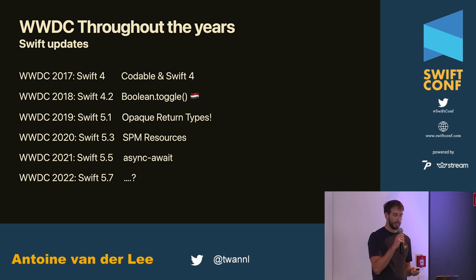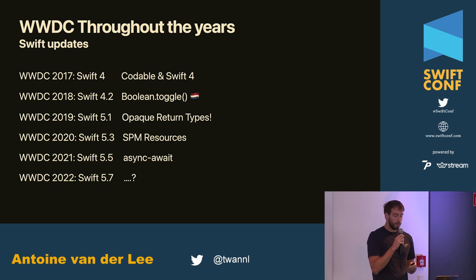But if I look back, these are the highlights for me from the past few years. So you had Codable and Swift 4. Codable was, you know, like you could definitely remove at least one dependency from your projects, which was super nice. Boolean on top of that, there's a Dutch flag. It was a Dutch developer that did the proposal. It was Chris, so it's kind of special.